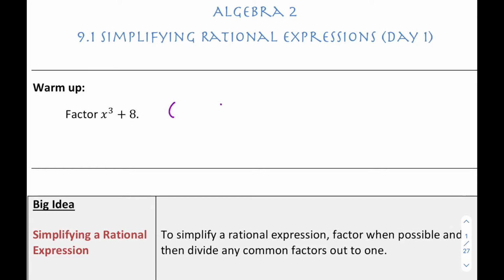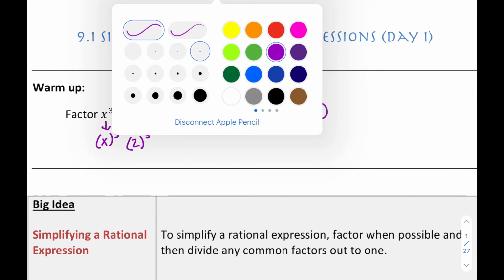So first off, a quick little reminder about how to factor a sum of perfect cubes. You'll have 2 terms and then 3 terms. Now think about what you cubed to get x cubed and what you cubed to get 8. Those two numbers are your first 2 terms.